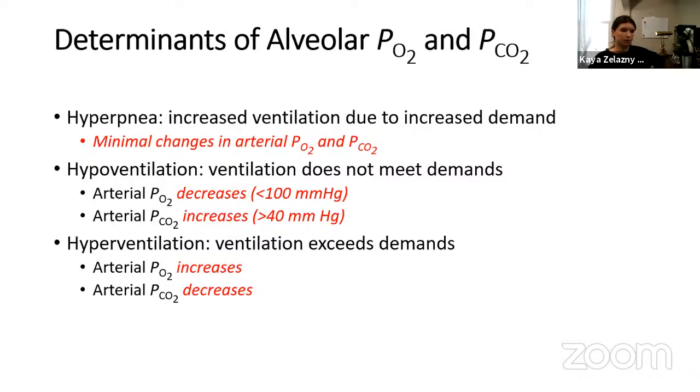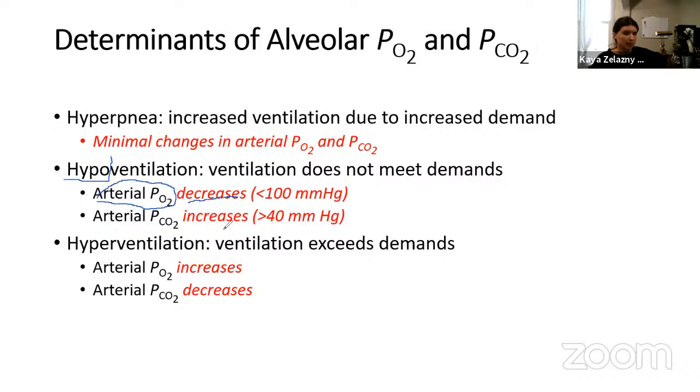So in hypoventilation, remember hypo refers to something being low. This means you don't meet the demands of tissue. And the reason for that is that you do not have enough oxygen in the blood, right? You're breathing potentially really slowly, potentially really shallowly, right? So we're going to see that the amount of oxygen in your arteries is decreasing.